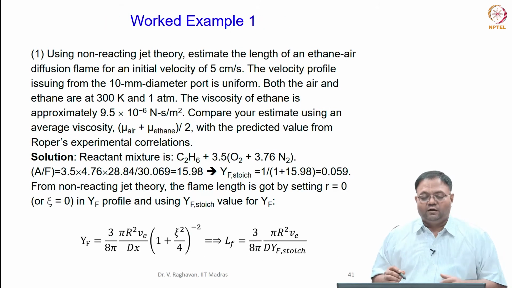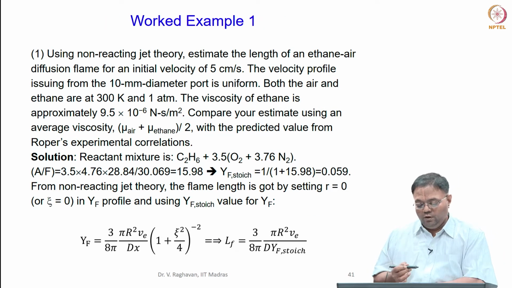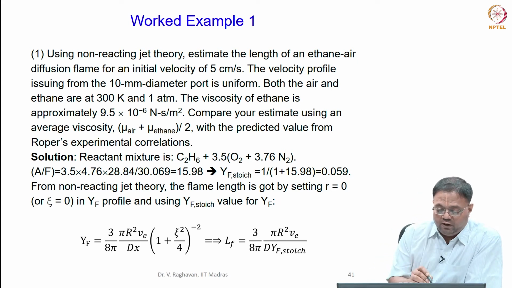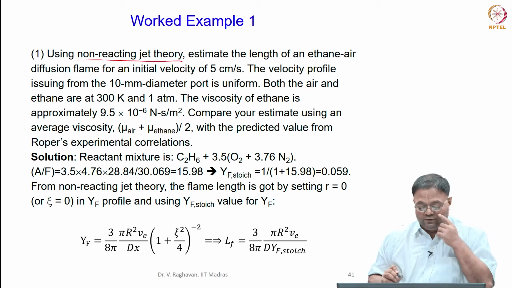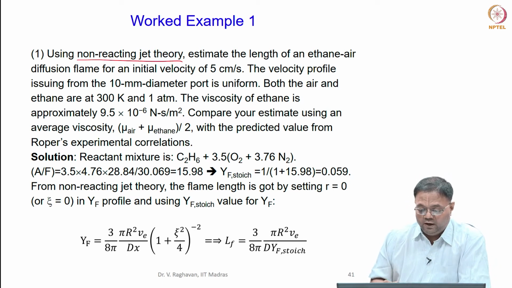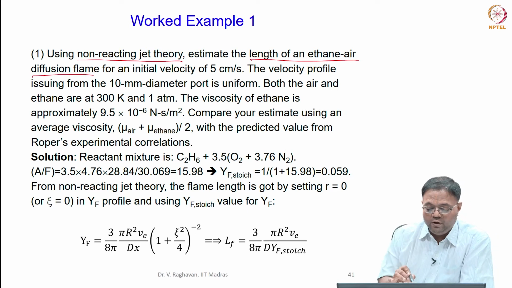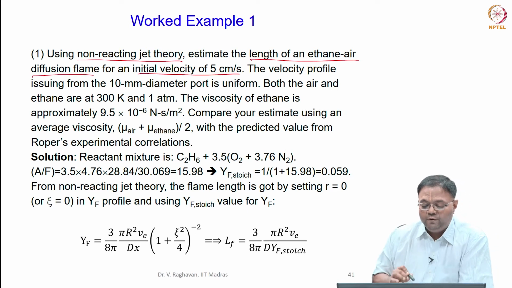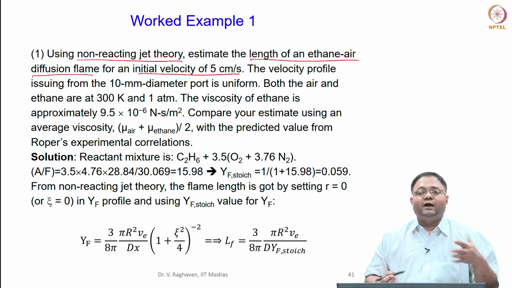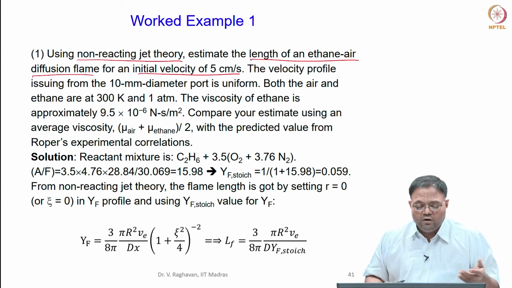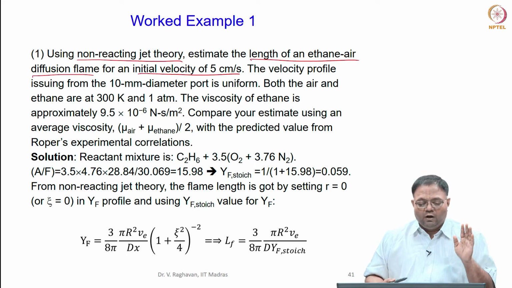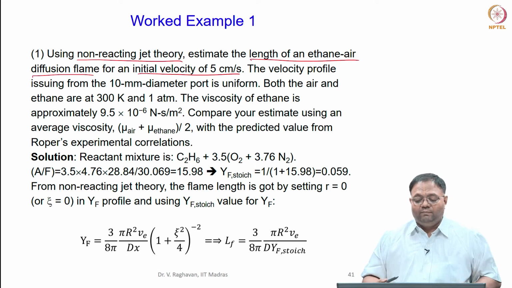So, let us see a couple of worked examples. The first one is using non-reacting jet theory. We have already seen the non-reacting jet theory. Let us estimate the length of an ethane air diffusion flame with an initial velocity of 5 centimeter per second. Please understand that I do not need reactions at all for a pure diffusion flame. Just by analyzing the non-reacting jet theory, I can find the flame length.